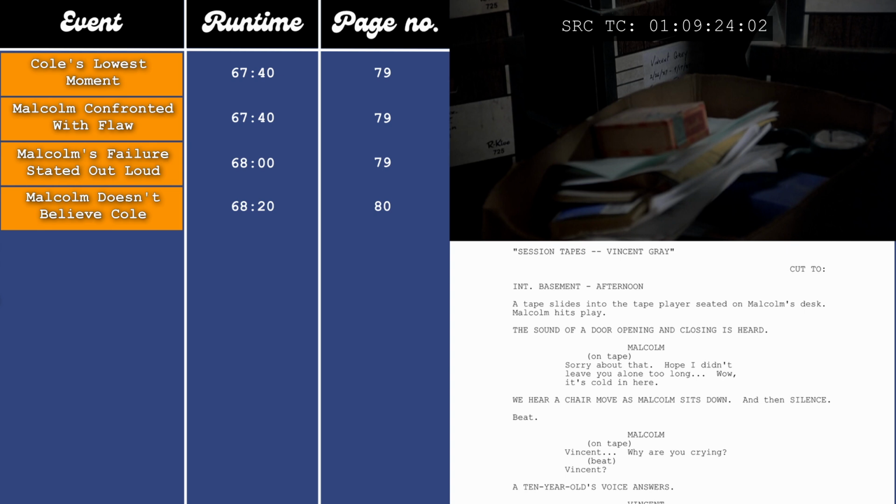The scene with Malcolm in the basement listening to Vincent's tape recordings at the 69-minute mark, which is on pages 80 to 81 in the script, goes on slightly longer and is a bit different in the film compared to the script.